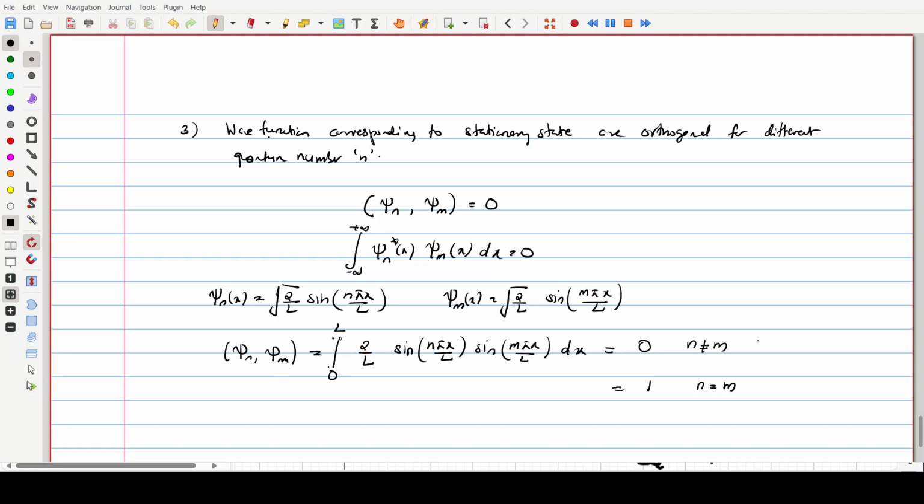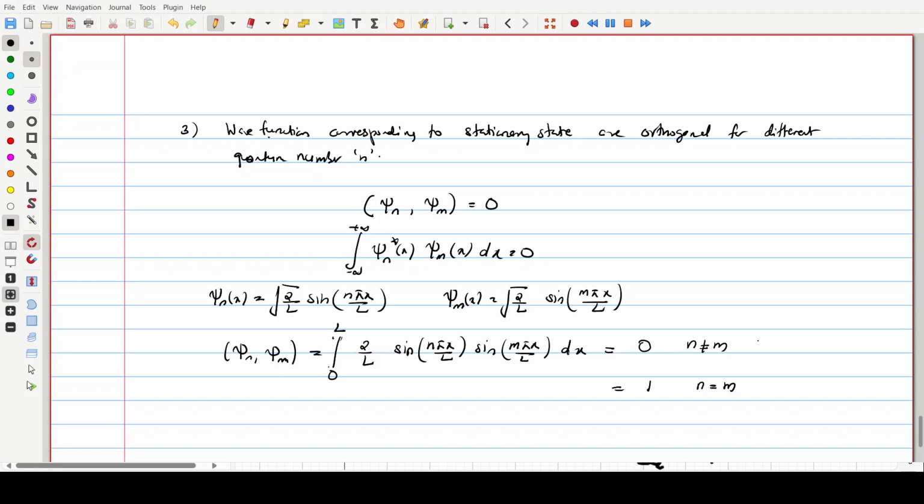All the psi n's are the wave functions corresponding to stationary states, and they are the energy eigenstates. It is the eigenstate of the Hamiltonian, and the Hamiltonian is a Hermitian operator. So obviously, all the psi n must be orthogonal. The psi n corresponding to different energies must be orthogonal to each other.